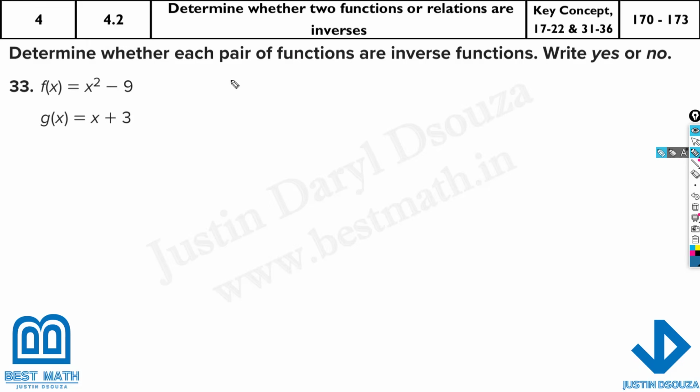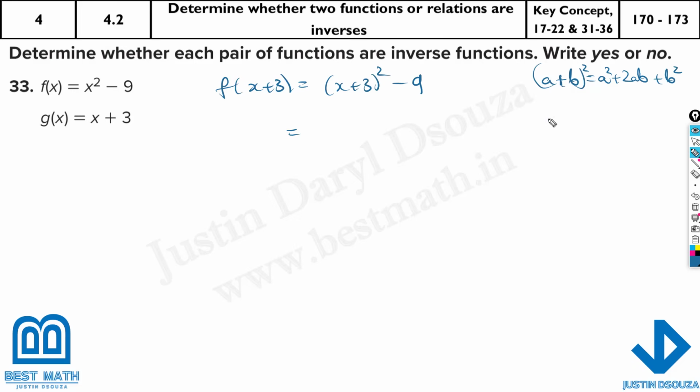Here then, same thing again and again. I'm just going to directly do this. So it's going to be x plus 3 the whole square minus 9. Now here, remember, we have to use the a plus b the whole square identity. It's not a times b, it's a plus b. So this is going to be a squared plus 2ab plus b squared. And if it was a minus b the whole square, then it's going to be a squared minus 2ab plus b squared.